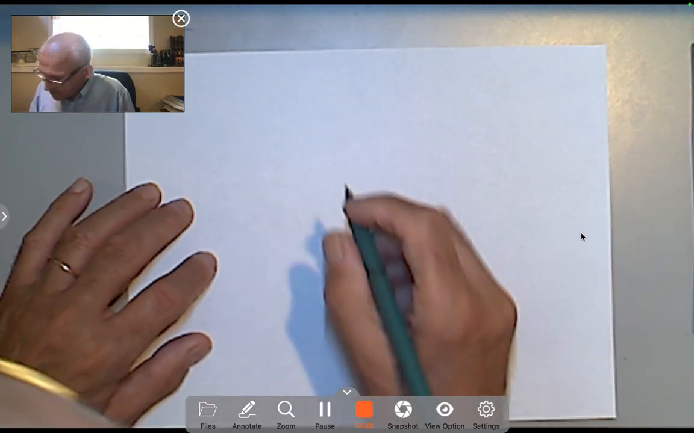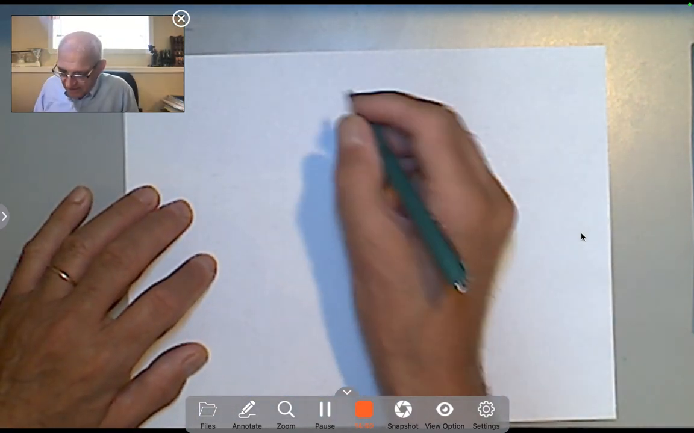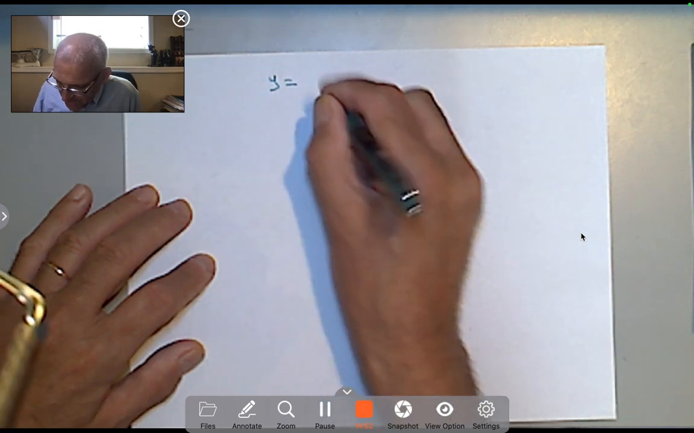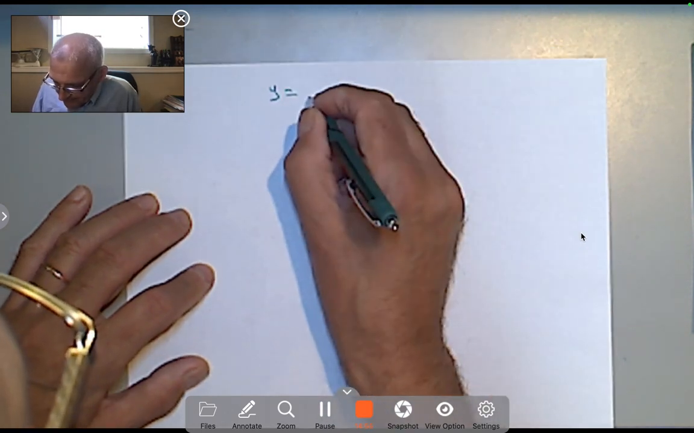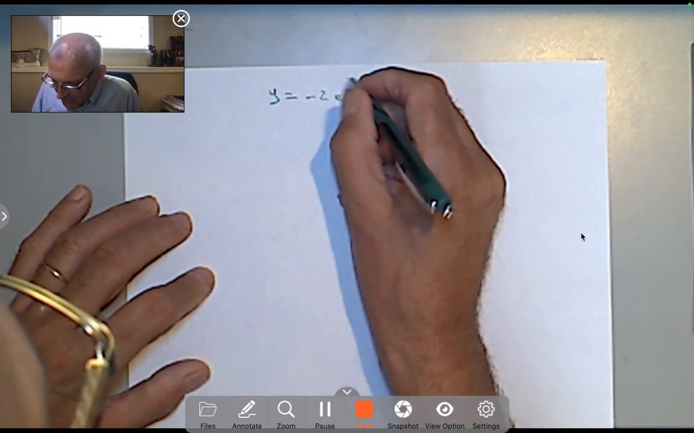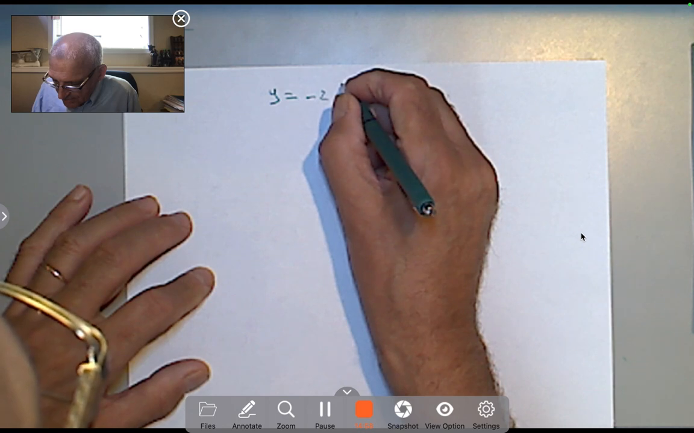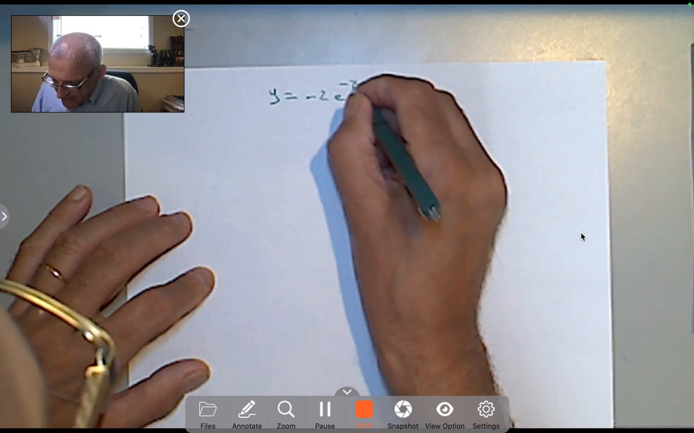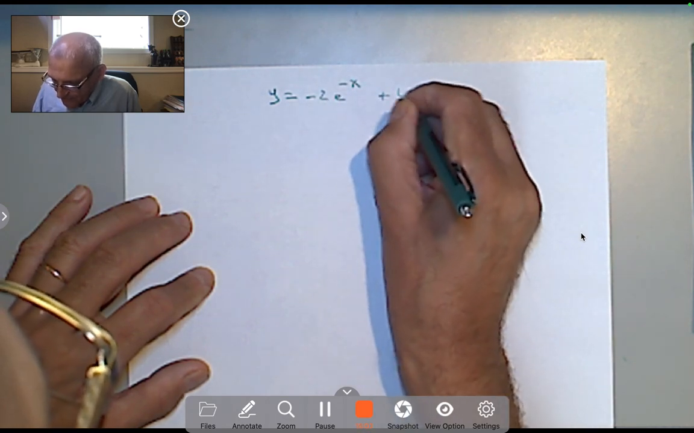Let's take another example. So if we say, what about this equation? Suppose I said y equals negative 2 e to the negative x plus 4.